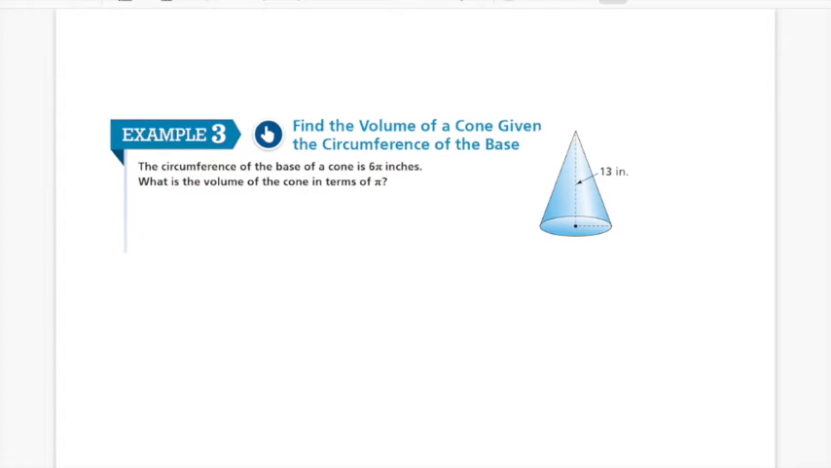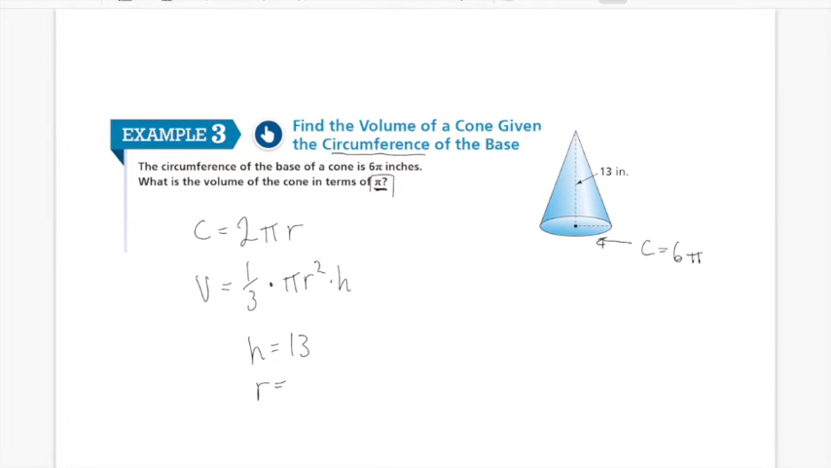So now we need to find the volume of the cone when we're given the circumference. So we know that the circumference of the base of the cone is 6 pi. So the circumference, C, is equal to 6 pi. What is the volume of the cone in terms of pi? So we know that the circumference is equal to 2 pi r. Volume is equal to 1/3 times pi r squared times the height. So we need to find out what h is and what r is. We know h is 13. We need to find what r is.